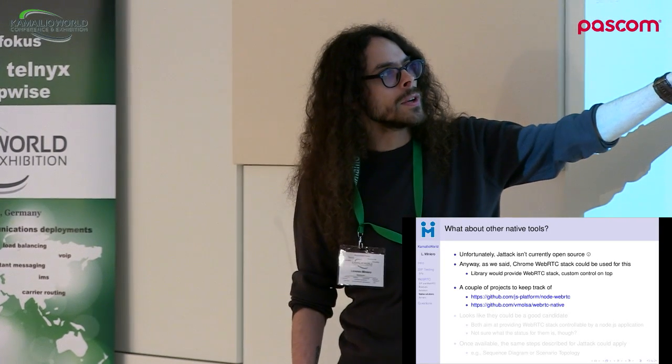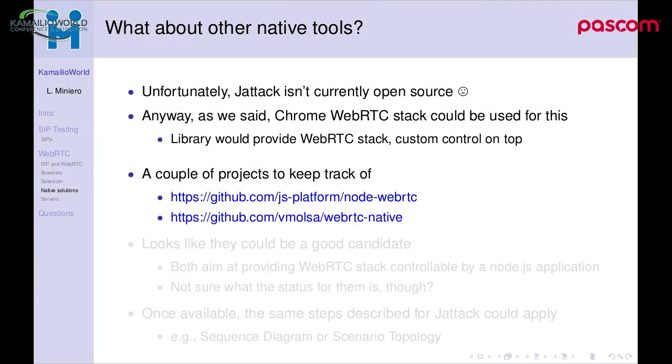These two projects over here, Node WebRTC and WebRTC Native, are projects that try to bring the WebRTC stack within Node.js. So Node.js is something that you can control and program yourself. And so having the ability to do something like this within a Node.js kind of framework would allow you to generate a lot of scenarios in a very simple way and then leverage the Chrome WebRTC stack to handle all the media stuff and then follow exactly the same steps that I've described so far.